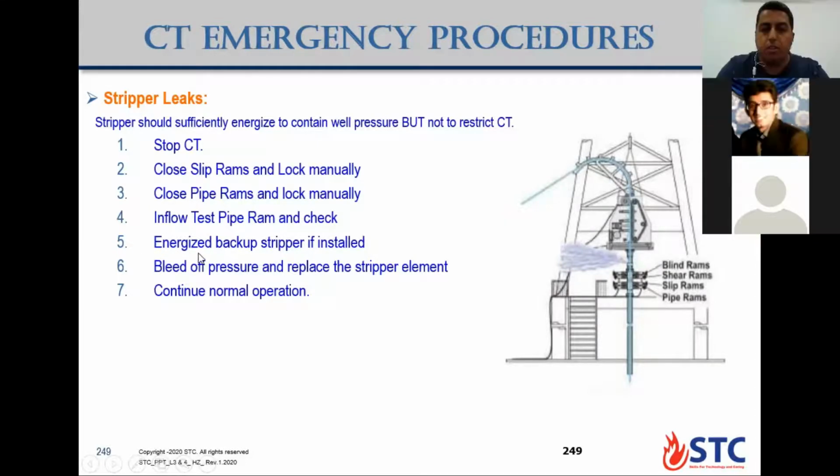Number 5, you need to energize the backup stripper if installed. If you have a dual stripper, so you have dual or double barrier, close the BOP and stripper, bleed off any pressure above, confirm zero pressure, and replace the packing element with a new one. Check the system, then open and continue your operation after equalizing the pressure.